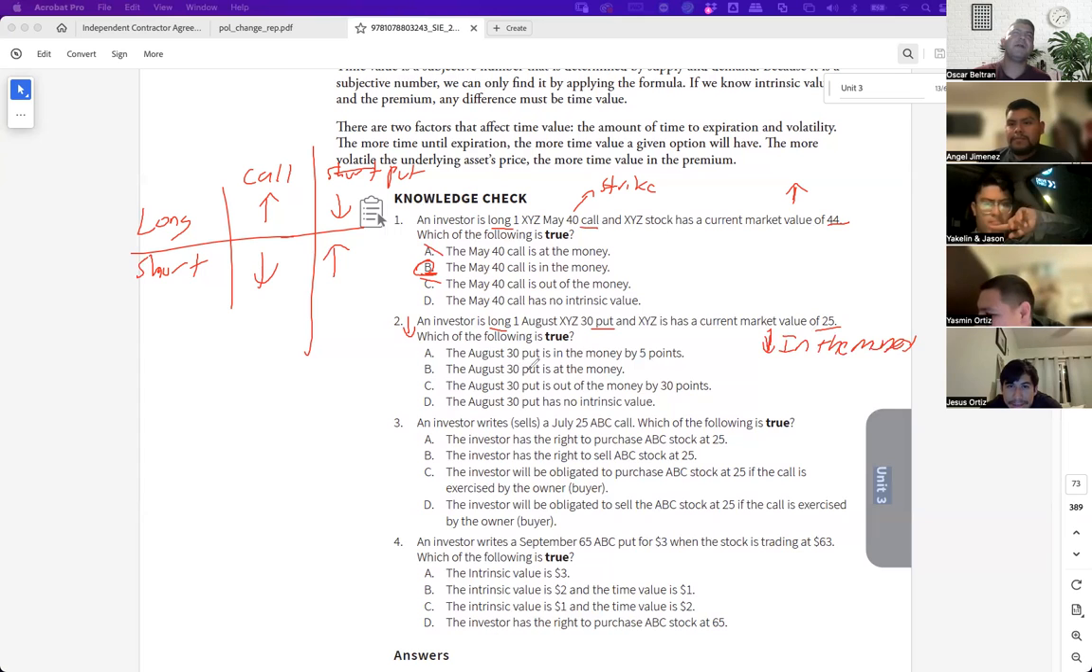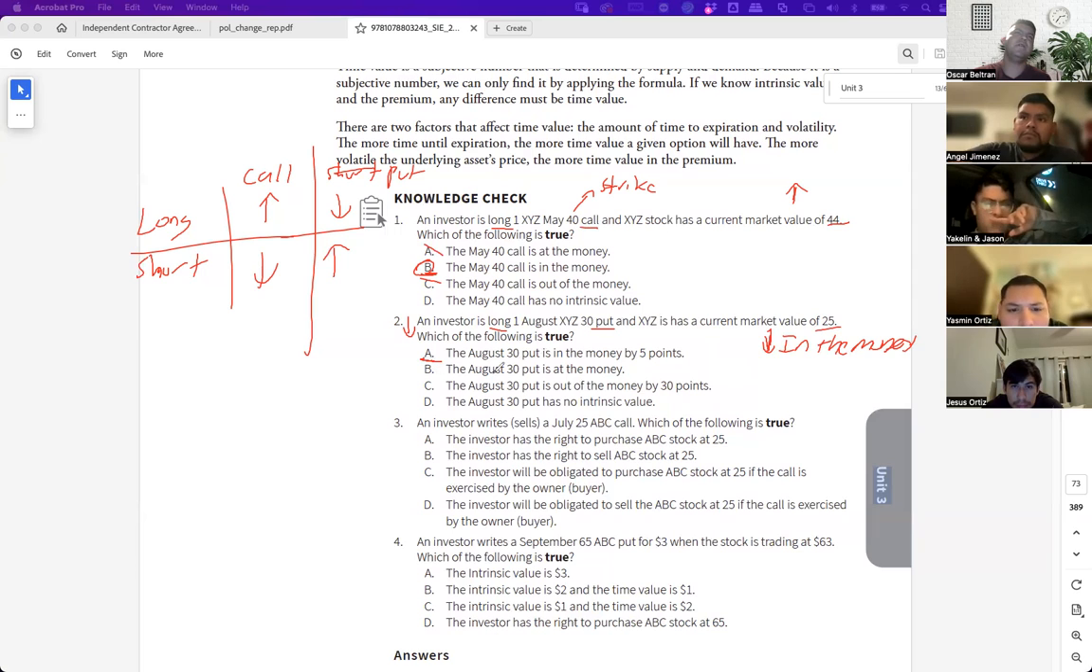All right, so in the money right now. Now, looking right here, number 8. August 30 put is in the money by 5 points. That is correct, because you get 30 minus 25. So we're in the money by 5. That's correct. So we're going to leave it there as an option.